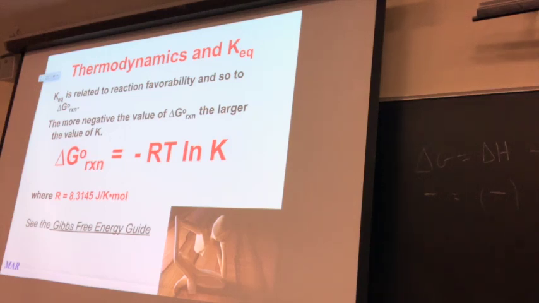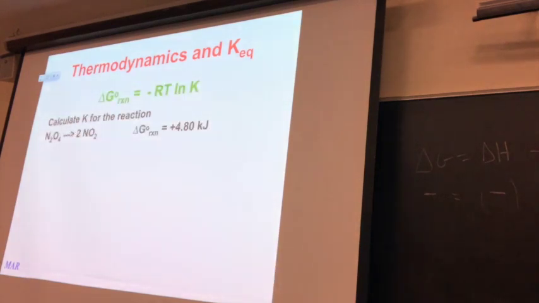A lot of the KSP values actually use this method. They'll find the delta G for it first, and then they back calculate what the K value is. So here's an example of how this works. Dinitrogen tetroxide is in equilibrium going to 2 nitrogen dioxides. And we've talked about this reaction in the very beginning of Chem 223.